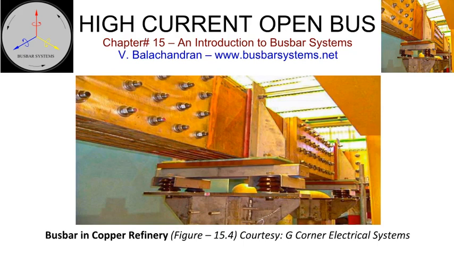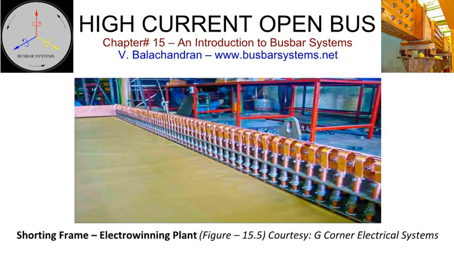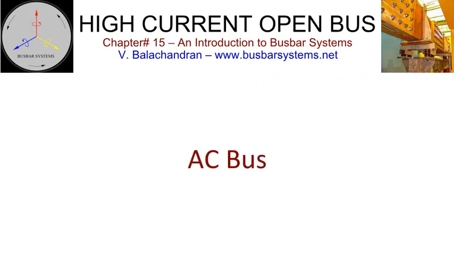Inter and end cell busbars are custom built for a project. They comprise a set of identical arrangement to keep a low inventory of busbars. Shorting frames in electrowinning plants have several copper laminates with spring-loaded contacts connected in parallel. AC bus. AC busbars form the connection to the terminals of the furnaces.